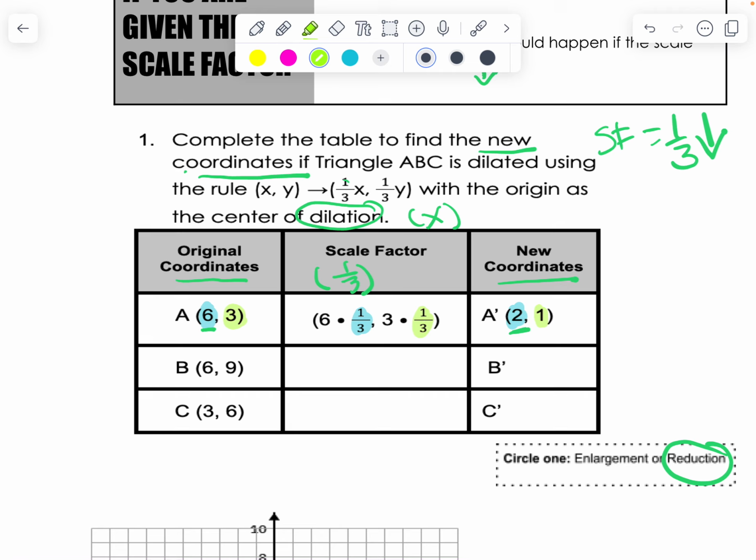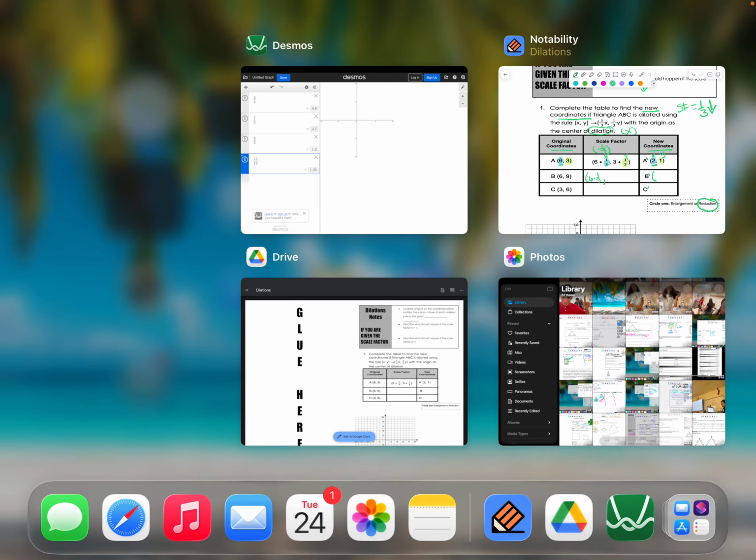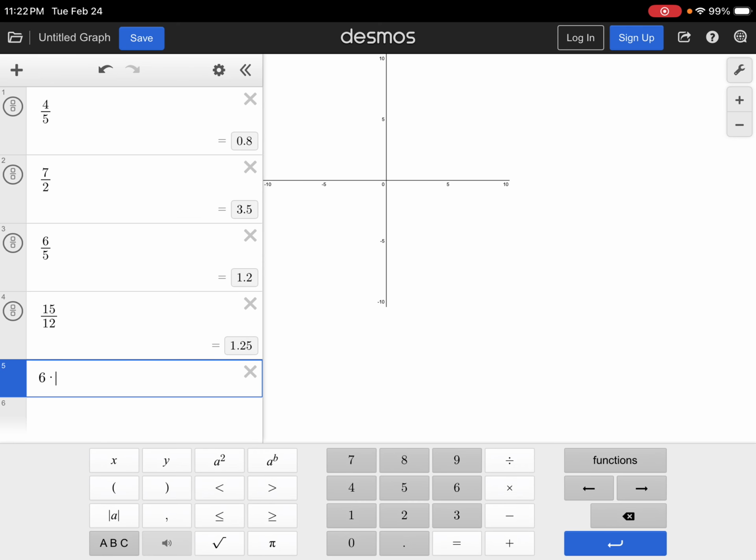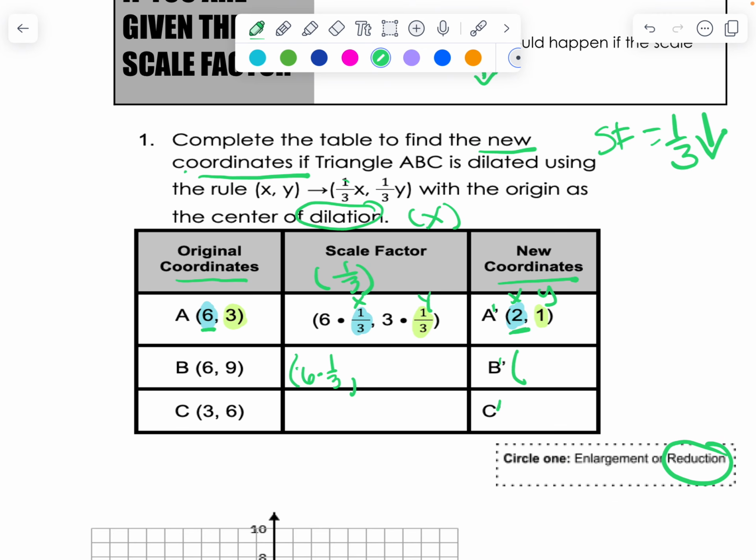Okay, and I'm going to do this with you as well. Again, just a reminder, when you see the little primes, that means those are your new pictures. All right, so we look at point B. We have 6 times my scale factor. I'm going to put a comma. So 6 times 1/3, I'm going to go to my Desmos. And I'm going to do 6 times 1/3. It's going to be 2. So my new ordered pair is 2.